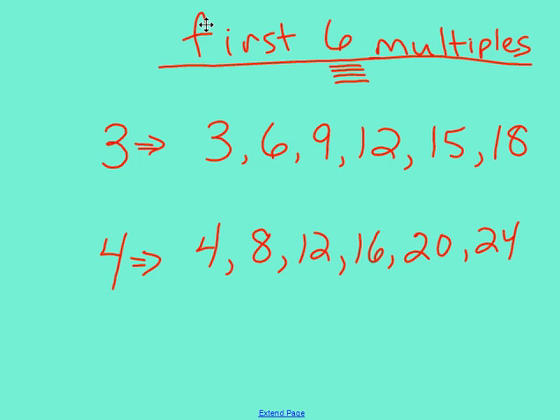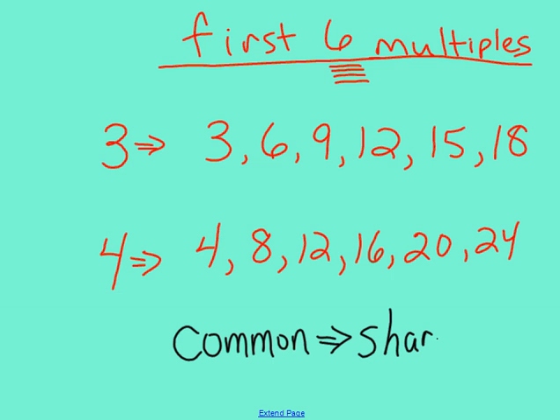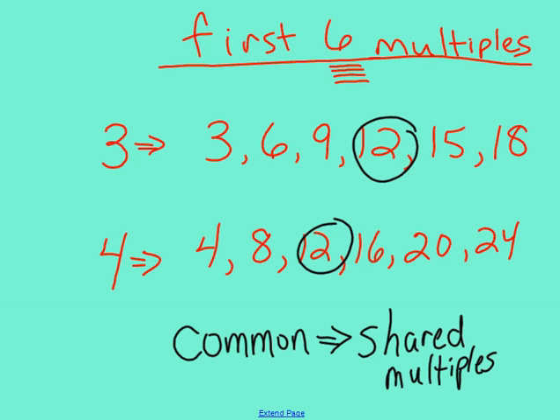If I'm looking for common multiples then, I need to remember that common means similar or usual. In this case, it means shared. So I want the shared multiples. Well, up to the first 6 multiples, the only shared multiple is 12. If you kept going, we would eventually run into more. But right now, out of the first 6 multiples, we only share the number 12.